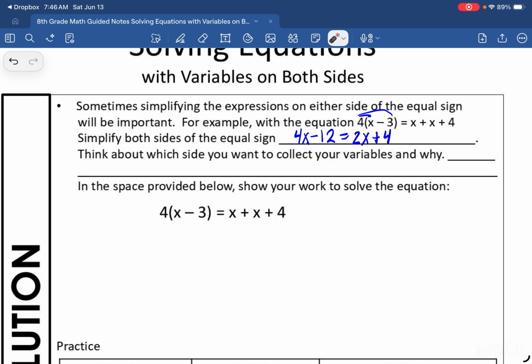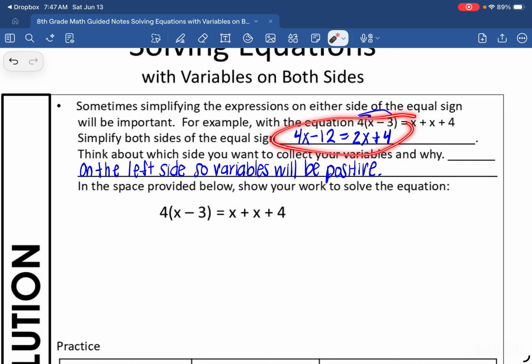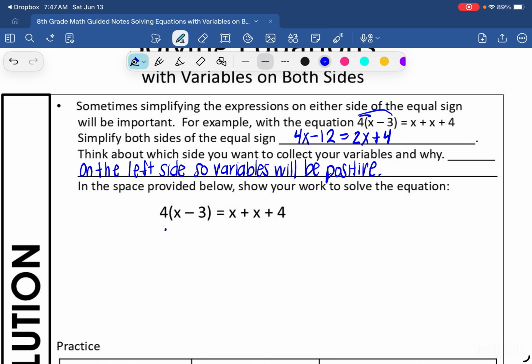So I can either subtract 2x from both sides, like that, or I can subtract 4x from both sides. Now I'm going to subtract 2x from both sides, same reason, because it will keep my x's positive. Okay, in the space provided below, show your work to solve the equation. I've already simplified it here above, so I'm just going to rewrite that here. So 4x minus 12 equals 2x plus 4, and I decided to subtract 2x from both sides. If you do it the other way, that will work as well.